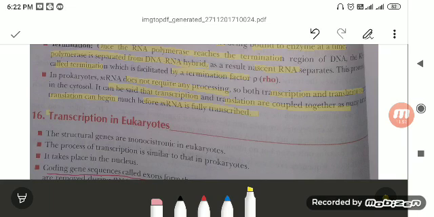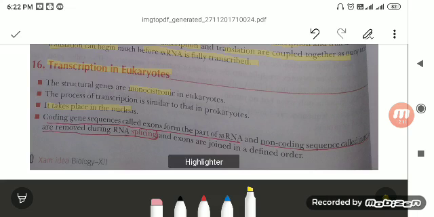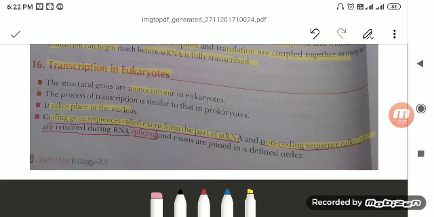Now next we will discuss transcription in eukaryotes and how it differs from the prokaryotes. The first difference is that the structural gene of the eukaryotes is monocistronic and discontinuous. The process of transcription takes place in the nucleus instead of the cytoplasm. The coding gene sequences, called exons, form the part of mRNA. The non-coding sequences, called introns, are removed during the processing of the RNA, and again the exons are joined.